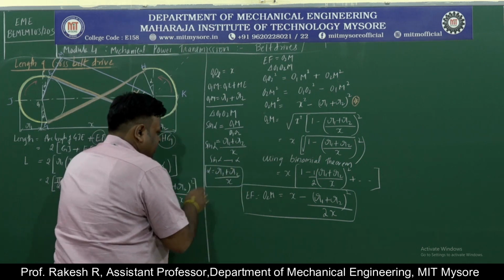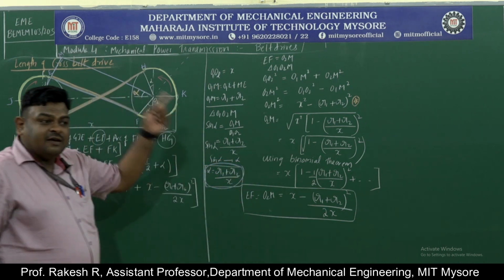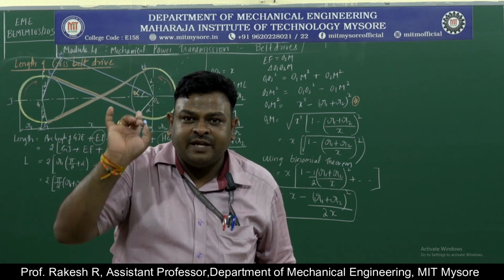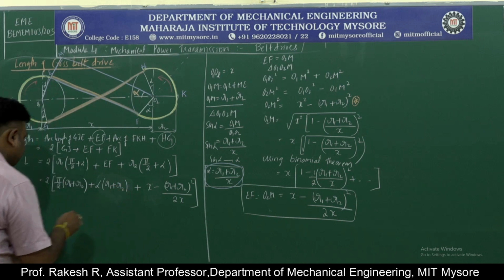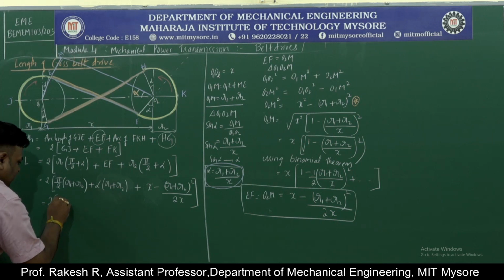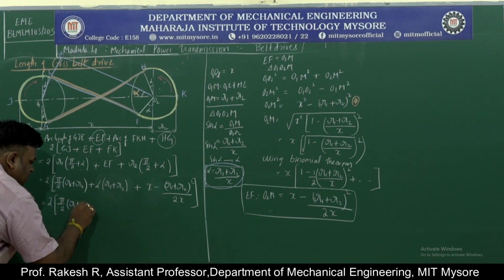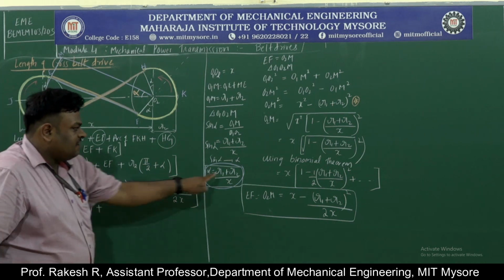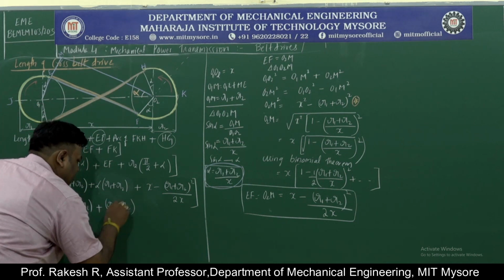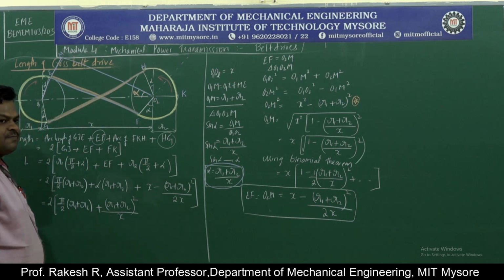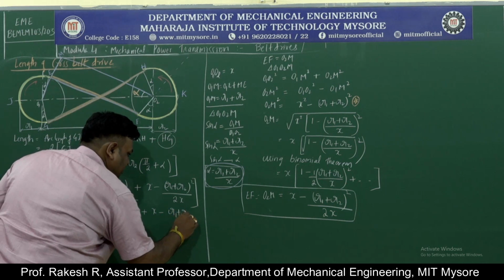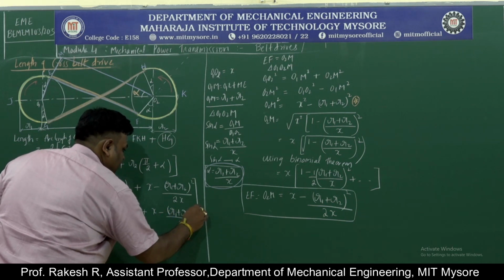So this is one of the changes I told in case of cross belt drive. Earlier sin alpha was (R1 minus R2) by X. Now it is (R1 plus R2) by X. I will be substituting this. I will take 2 common. Let it be 2 into pi by 2 (R1 plus R2) plus what is alpha? (R1 plus R2). So (R1 plus R2) into (R1 plus R2) is (R1 plus R2) whole square divided by X, plus x minus (R1 plus R2) whole square divided by 2X.